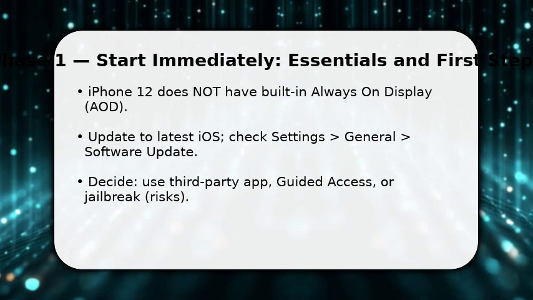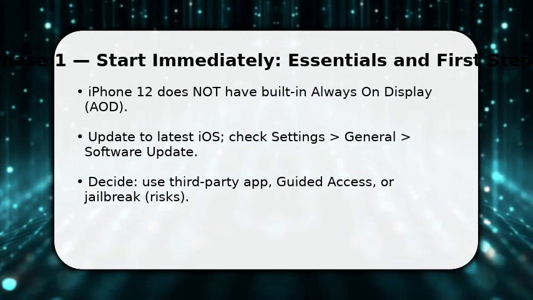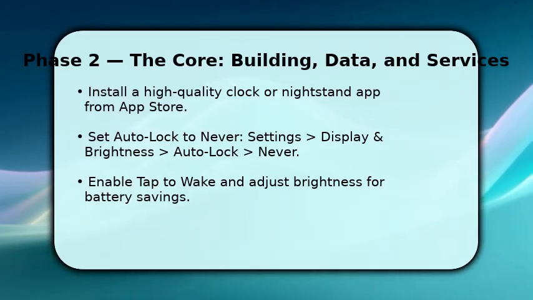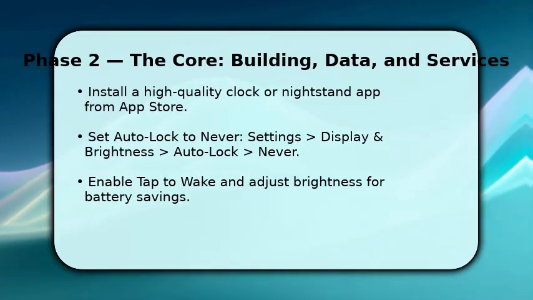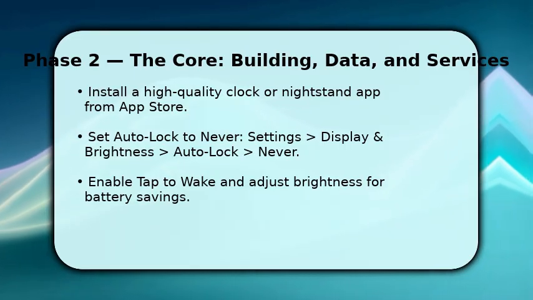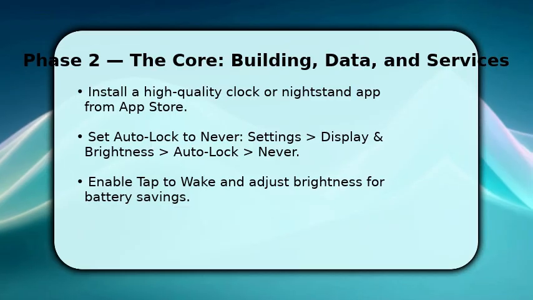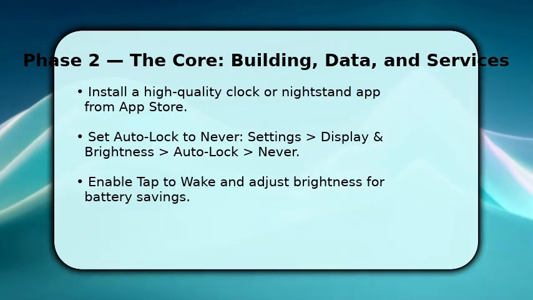Now set up the persistent display. Install a trusted clock or nightstand app, then open it and choose a dim or dark theme to save power. Next, set auto lock to never in settings display and brightness so the screen won't time out. This keeps the app visible, but it uses battery. Also enable tap to wake so you can glance quickly.